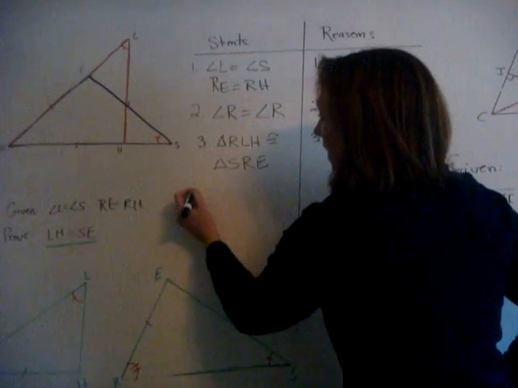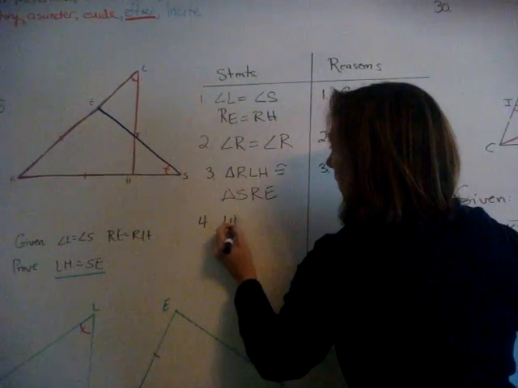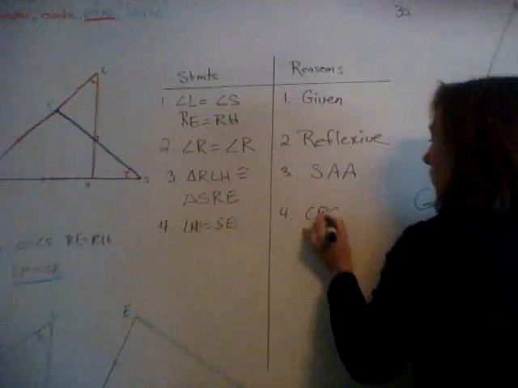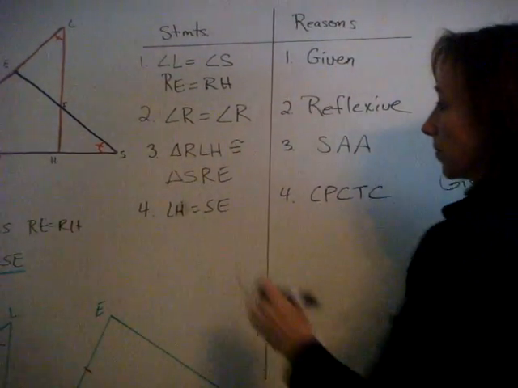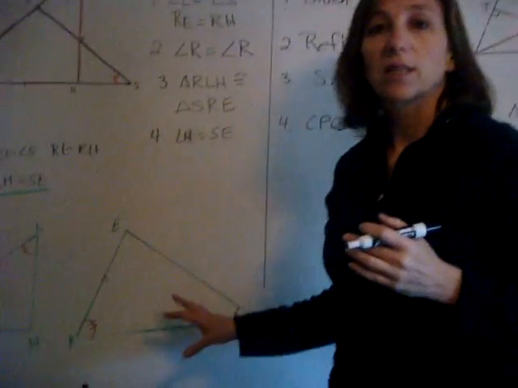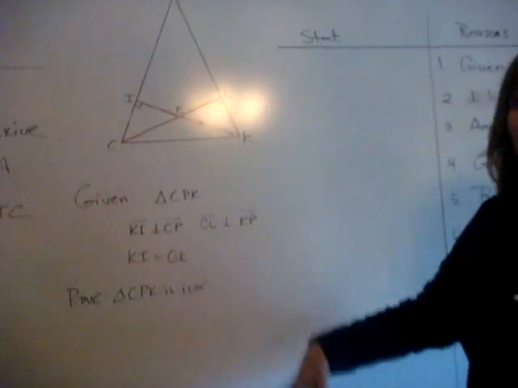So now we can say LH equals SE, and that's our corresponding parts of congruent triangles are congruent. So that was a really easy one. It's the same congruency triangle thing as we did before, except we have a new thing to work with, side, angle, angle. Let's try one. This one's a few more steps, but it's still the same idea.